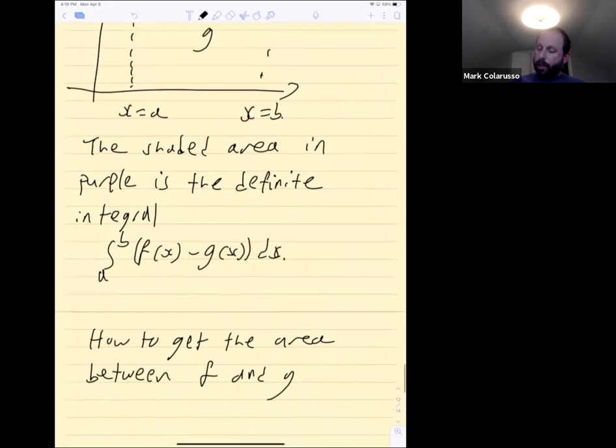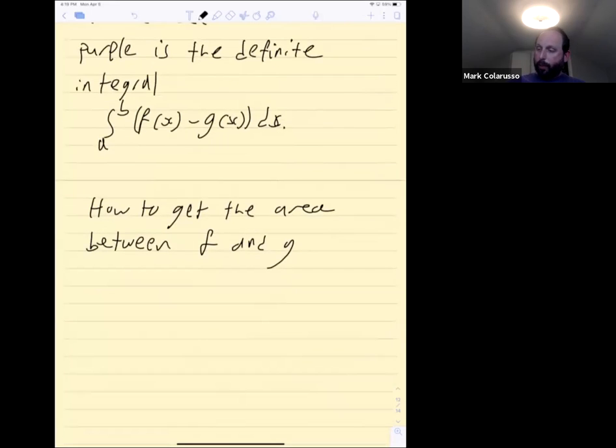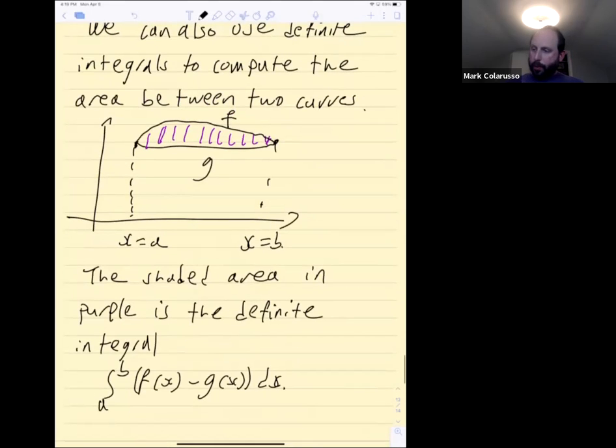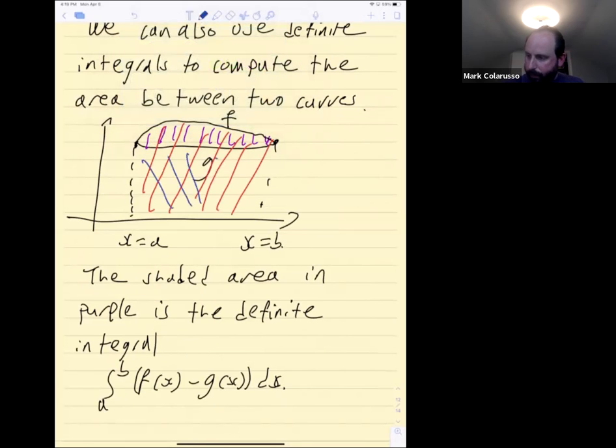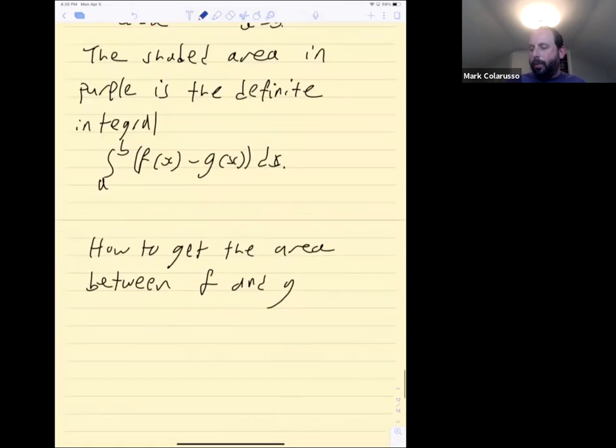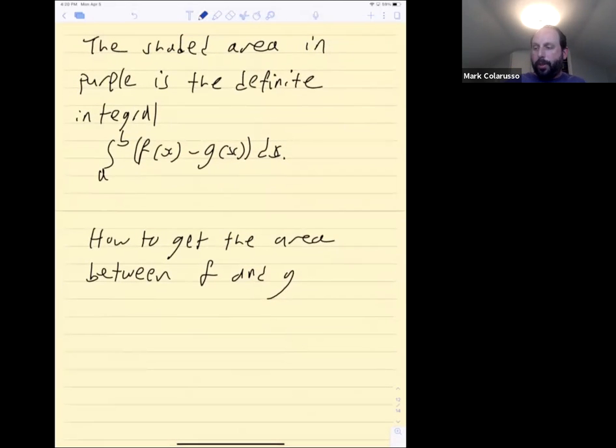Right, well, one way to do this is to take the area. So f is above g, right? In this picture, you can take the area under f, say that's in red here, and then you can subtract the area under g, right? And that will give you the area between f and g. And that's exactly what we're doing here. That's exactly what this difference is.